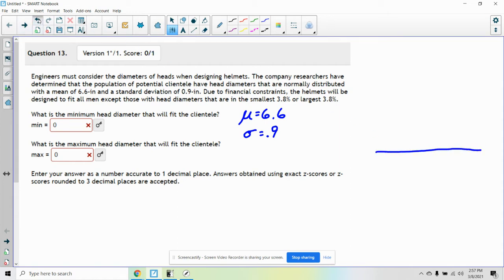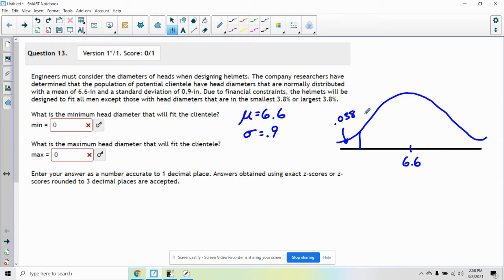Actually, let's do it this way. So I'll draw my line first, and then the curve like this. Okay, that's good enough. The mean is 6.6. So I'm looking for the value that cuts off the bottom 0.038 and the top 0.038. So I'm looking for this x value. We'll call this x1, and we'll call this x2.